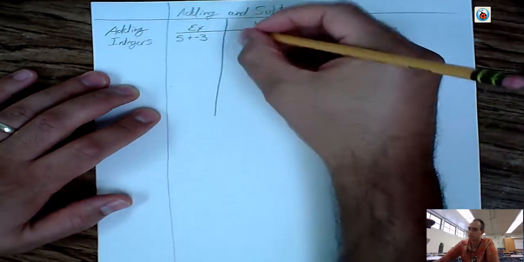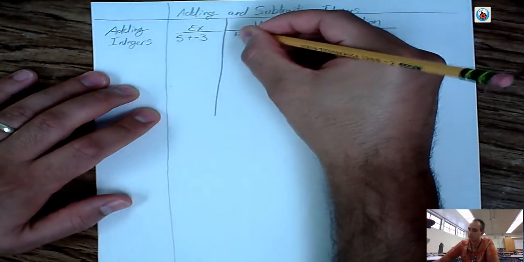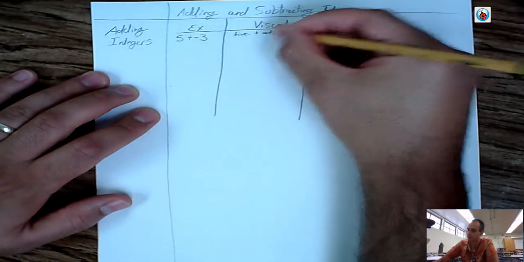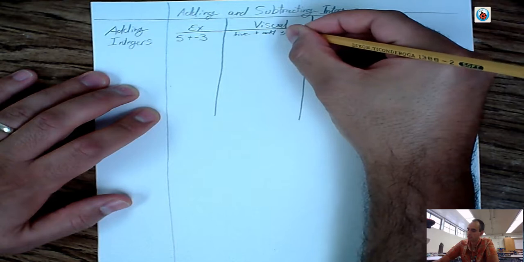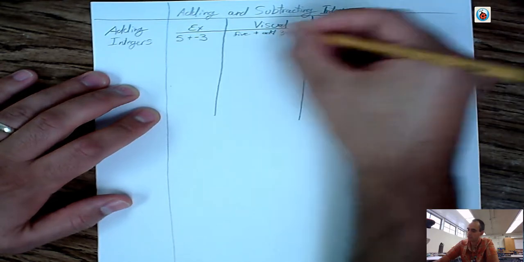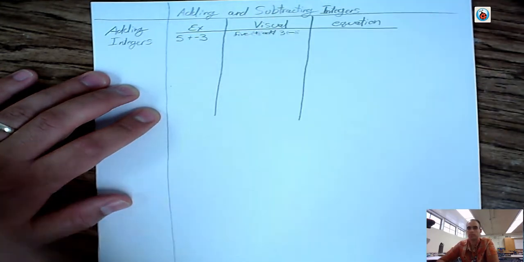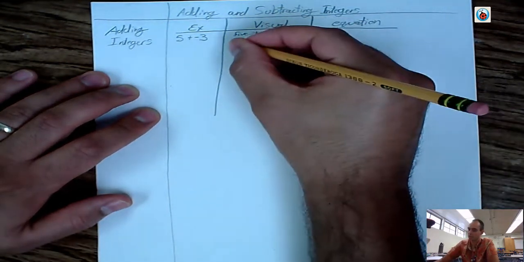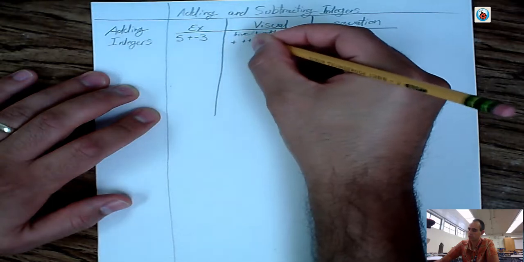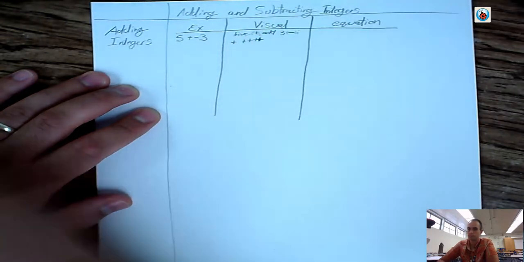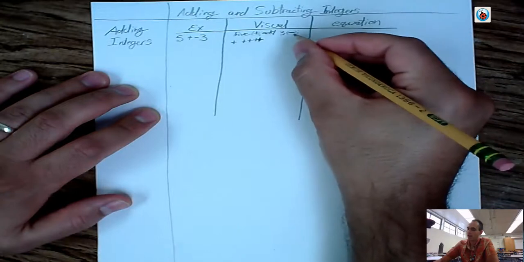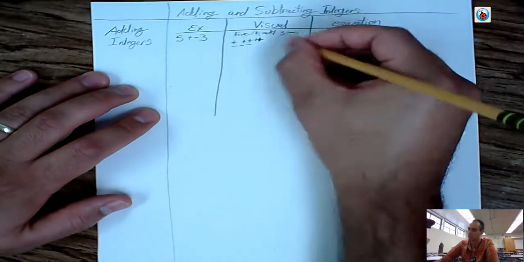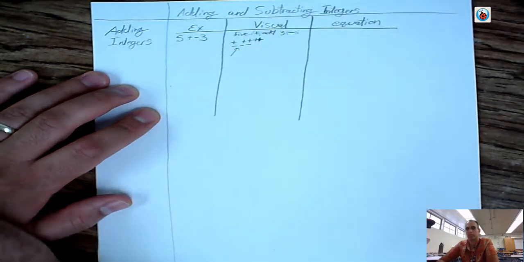Right? So this means 5 positive, then I add 3 negatives. 5 positives, and I'm adding 3 negatives, right? So let's draw this out. I add 5 positives. 1, 2, 3, 4, 5. And when I add in 3 negatives, I add in 1 negative, 2 negative, 3 negatives. That's I added in 3 negatives.